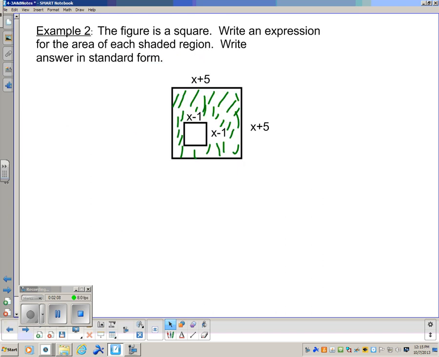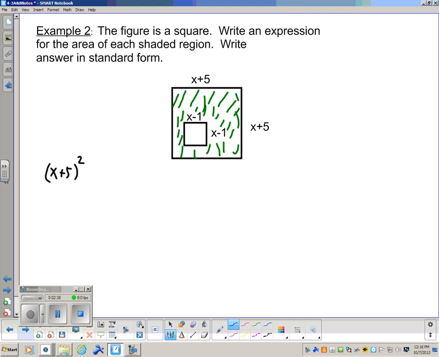So it says the figure here is a square, so that one on the outside is a square, and then we've got also a square on the inside there. So write an expression for the area of each shaded region and write an answer in standard form. If you were to find the area of this outside square, it'd be x plus 5 times x plus 5, or x plus 5 squared. Because to find the area of a square, you do base times height, or length times width, which would be x plus 5 times x plus 5.